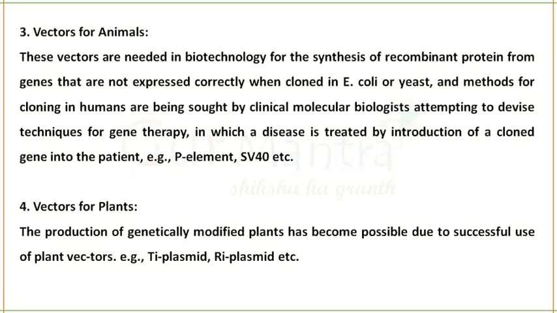Vectors for animals. These vectors are required in biotechnology because you can synthesize recombinant protein from genes that are not necessarily expressed correctly when cloned in E. coli or yeast. Sometimes eukaryotic genes cannot be cloned in E. coli or yeast. Of course, yeast is also eukaryotic, but there are some DNA sequences which cannot be cloned in E. coli. For that reason, we use an animal cell as a vector for the production of our desired gene of interest.